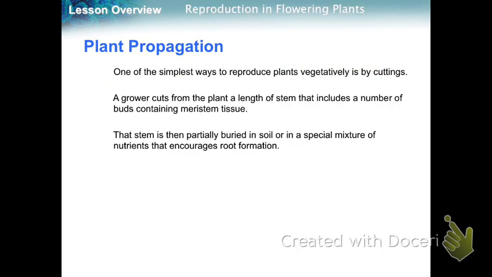One of the simplest ways to reproduce plants is using its cuttings. What happens is a grower cuts from the plant a length of stem that includes a number of buds containing meristem tissue. Remember, meristem tissue is where growth happens. There's the apical meristem that helps a plant grow taller, and then the vascular cambium creates secondary growth in a stem that allows a plant to grow wider in its stem. So the grower cuts from that plant a stem that includes a number of buds. That stem is partially buried in the soil or a mixture of nutrients that encourage root formation.